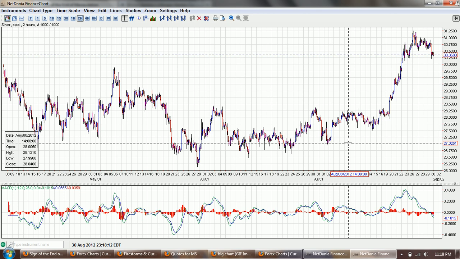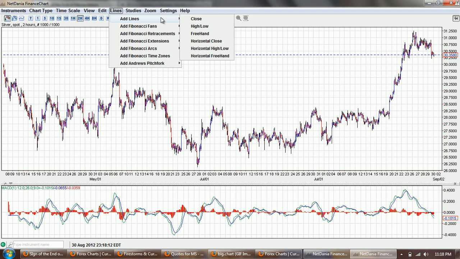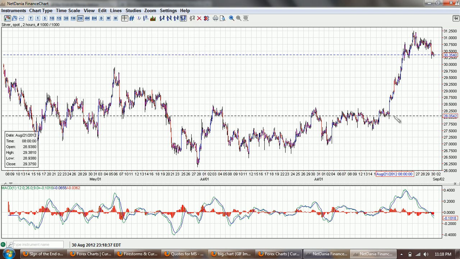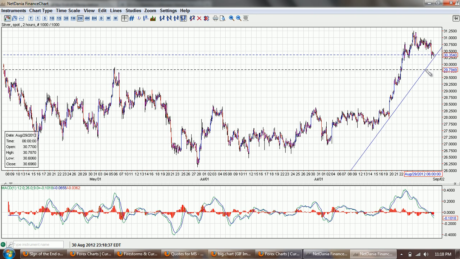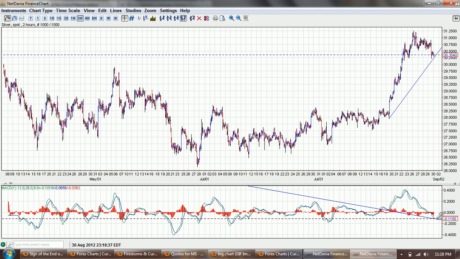Or then again, we actually may get an announcement of some type of QE, or at least a hint at that, and perhaps that might be what the silver price is signaling with this very large divergence between the MACD and the price.